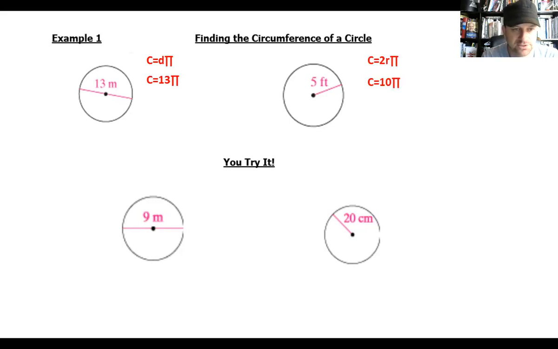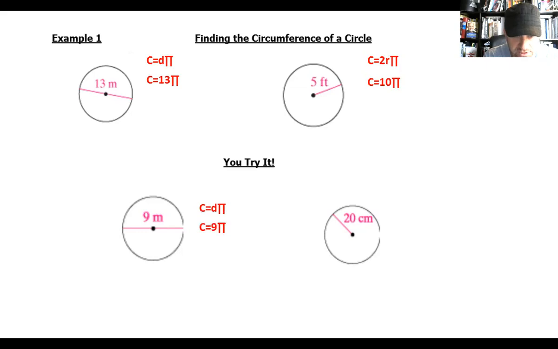Okay. All right, so now 2 more examples. Again, we're given the diameter. How do we know? Because the line is drawn all the way across the circle.